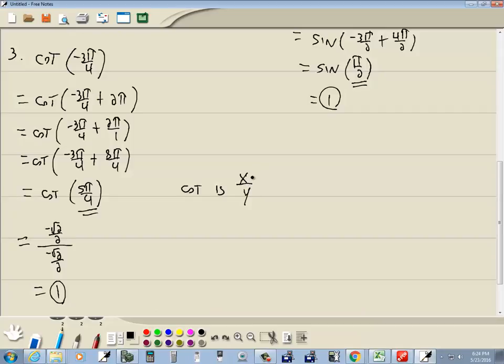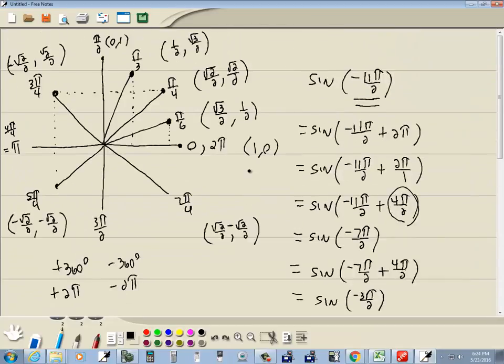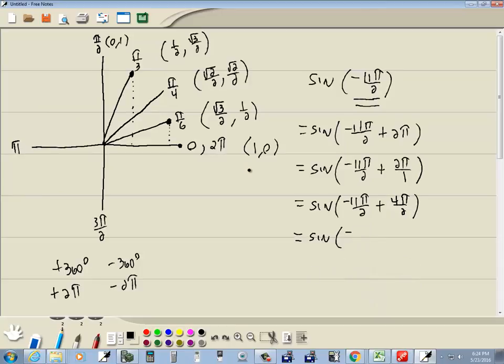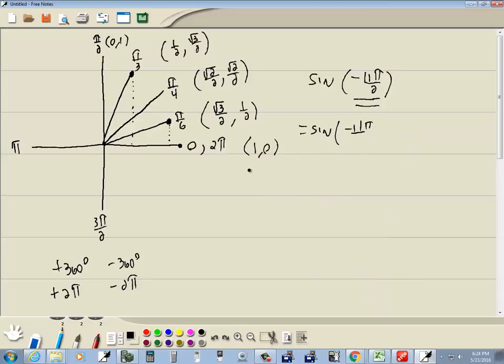For this one, let me erase all this. I don't think I need this anymore. Trig can be a little bit different. People struggle with it somewhat.